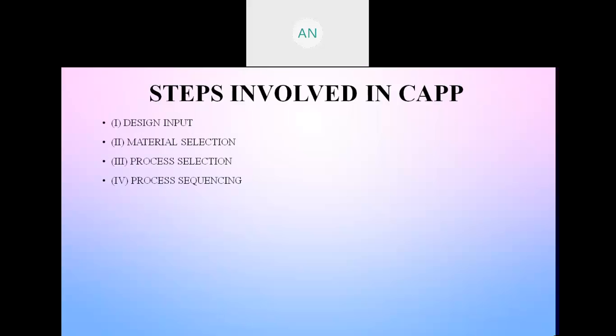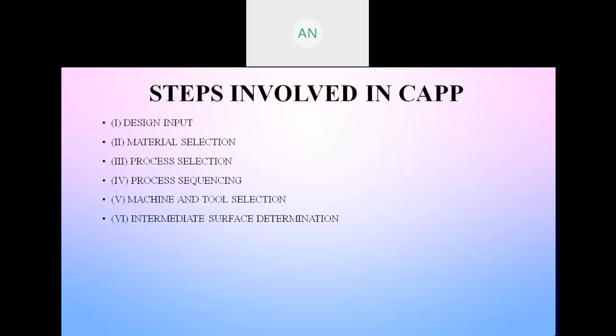So after selecting the proper process selection, we need to go for the process sequencing. As we have already illustrated, process sequencing plays a vital role because the finishing type of operations cannot be executed at the initial stages of the machining.